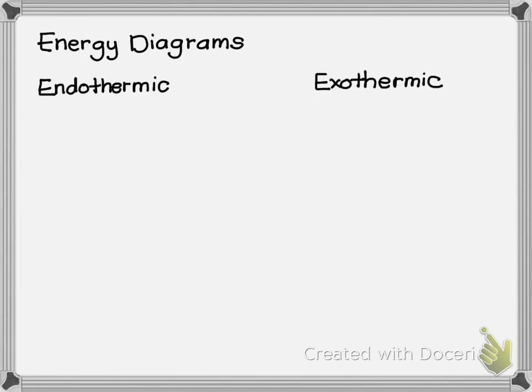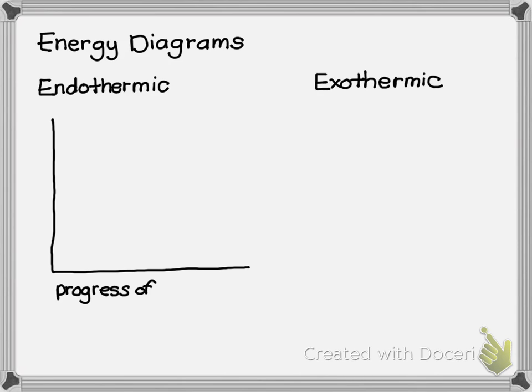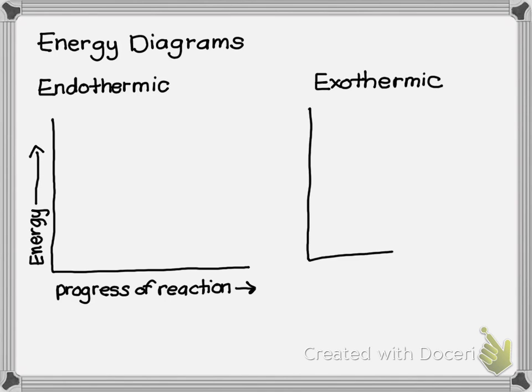Now the energy diagram is like a quadrant in a graph, so it's going to have two axes. Along the x-axis, this is the progress of the reaction. You could think of it as time, or the beginning of the reaction to the end of the reaction. And then on the y-axis, we have energy. As you go up, you get higher in energy. So I'll draw two of them.